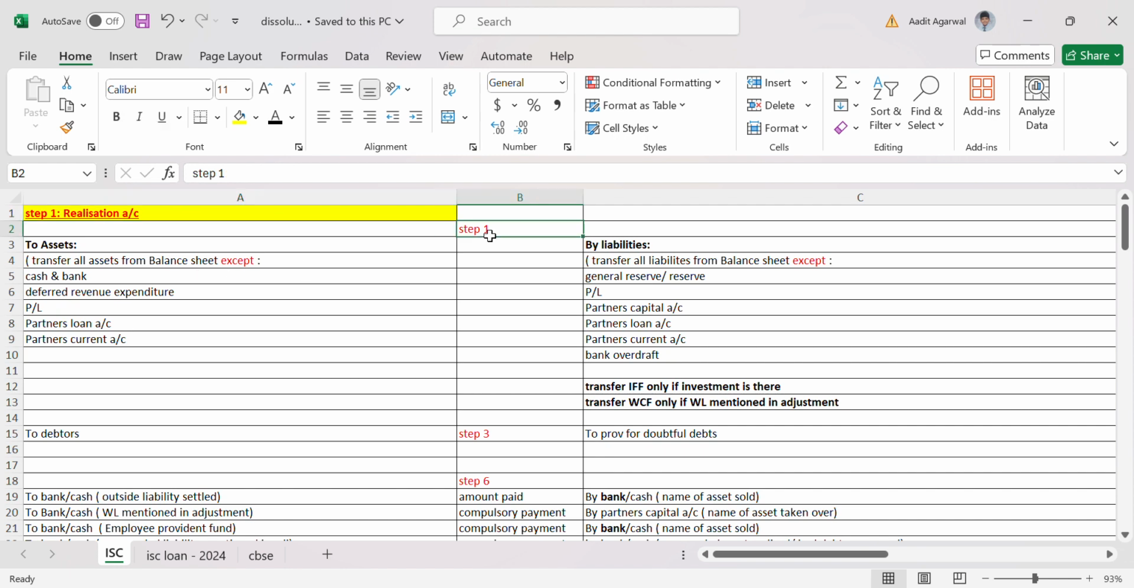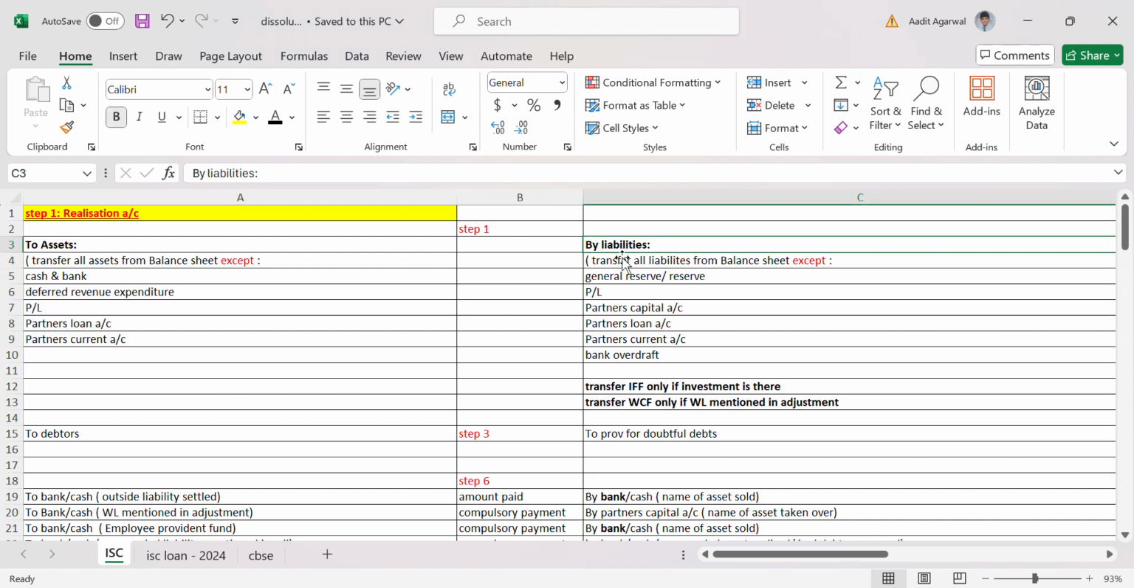So the very first step is you transfer all the assets from the balance sheet that is given in the question, one by one. You transfer all the assets except for cash and bank, deferred revenue expenditure, profit and loss, loan account of the partner and current account of the partner. Except for these, you transfer all the assets one by one on the debit side of the realization account.